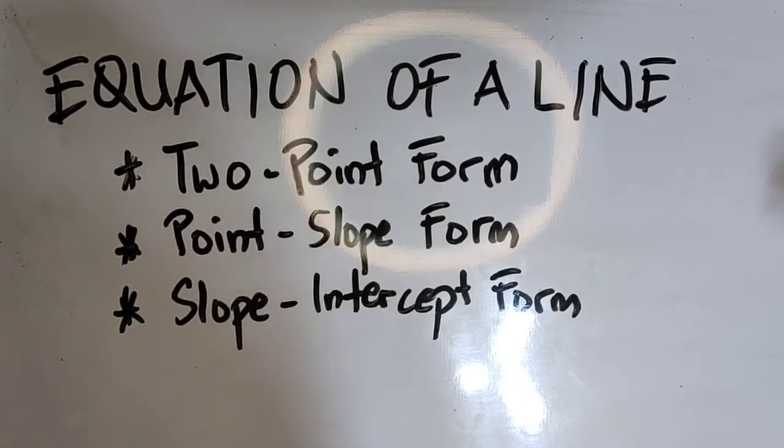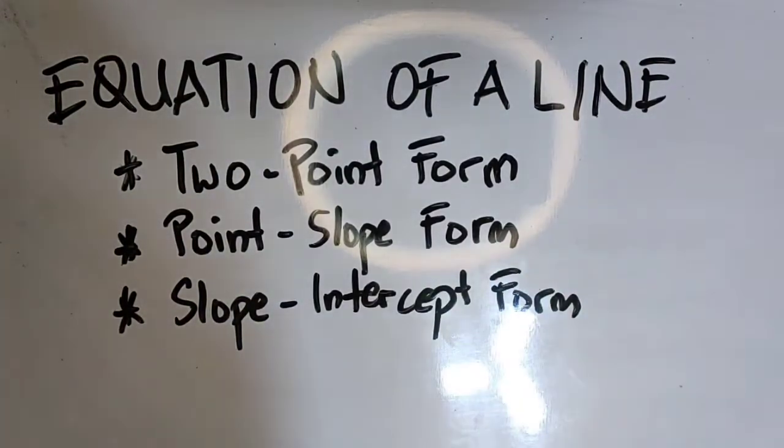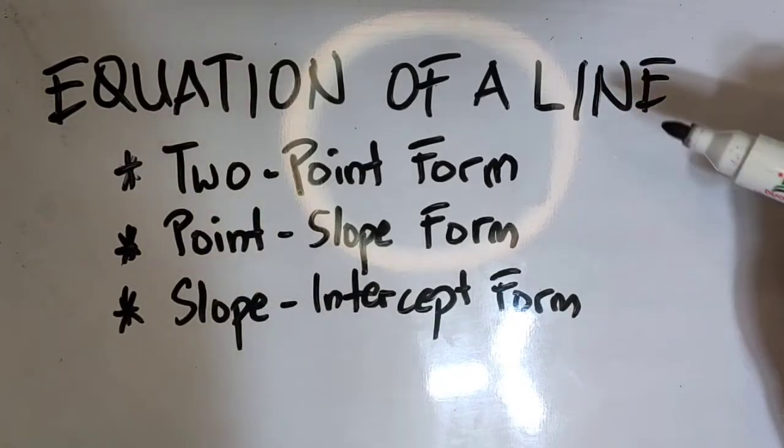So we have three forms of equation of a line to find the equation of a line. First is the two-point form. Second is the point-slope form, and third is slope-intercept form. Ginagamit ang two-point form ng equation of a line kapag ang given natin ay dalawang points. Kaya nga siya two-point form.